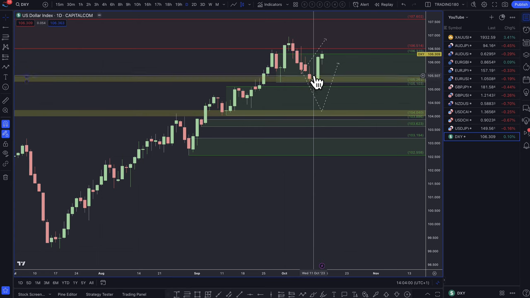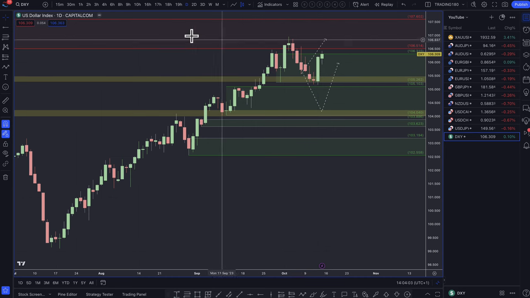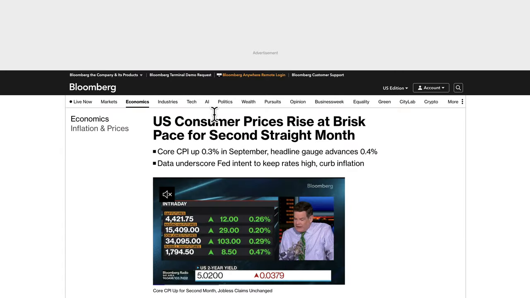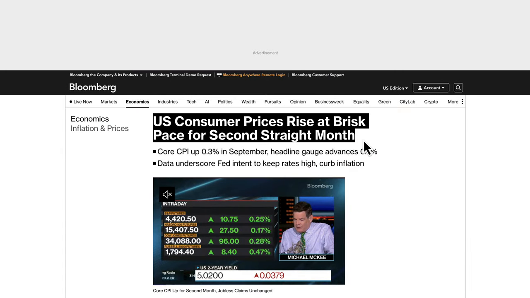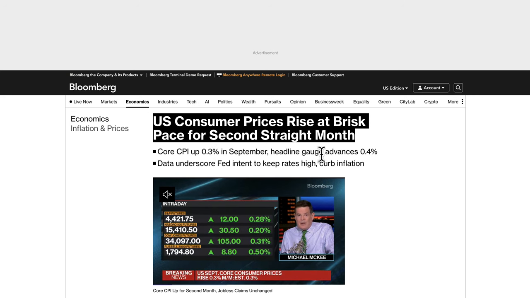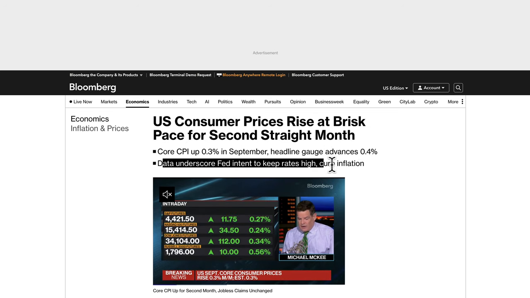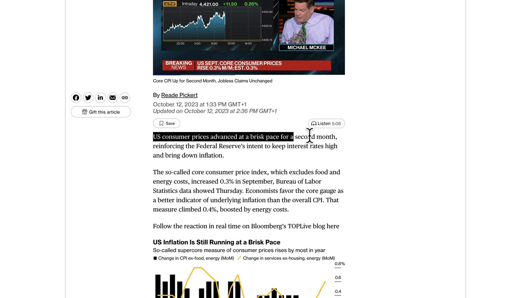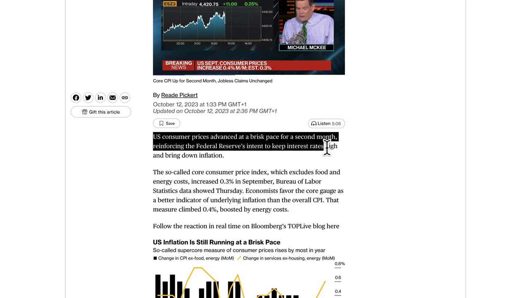And it turned out that the US CPI data came out better than expected. Core CPI up 0.3% in September, headline gauge advances 0.4%, and data underscore Fed intent to keep rates high and curb inflation is the headline. US consumer prices advanced at a brisk pace for the second month, reinforcing the Federal Reserve's intent to keep interest rates high and bring down inflation.